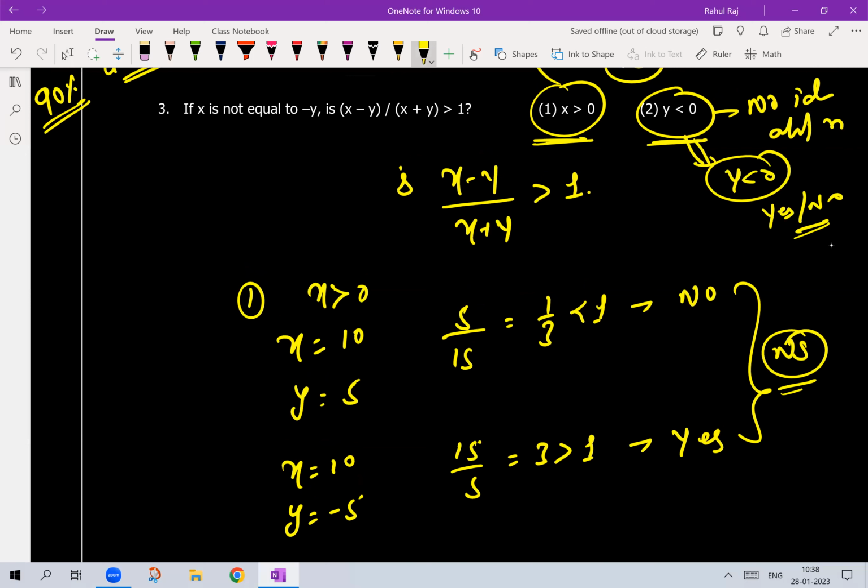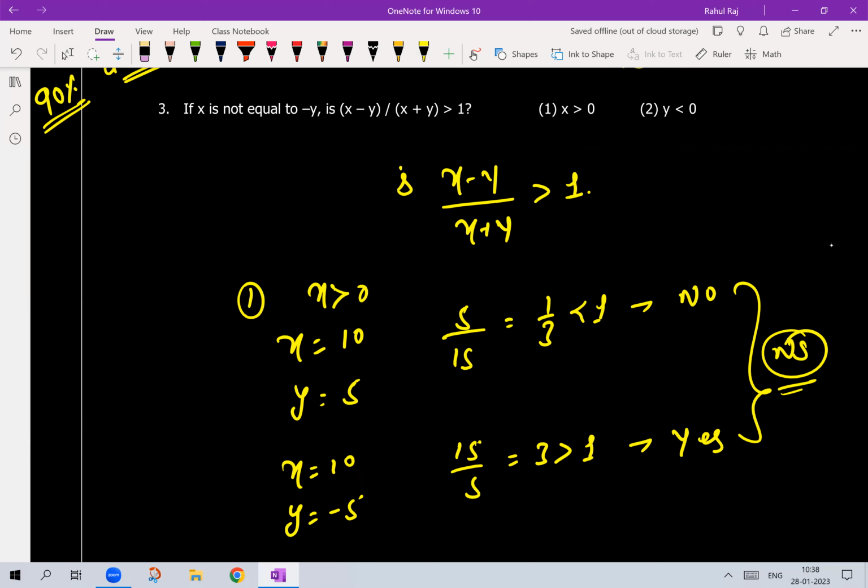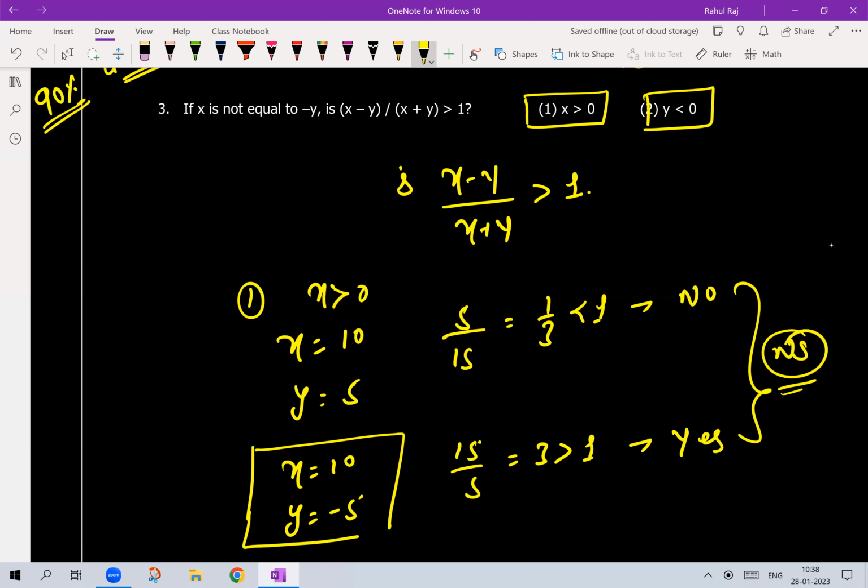Now imagine this, you do it in your homework. Imagine now we are trying to combine it. Simple logic. On the combination part, I know that x is greater than 0 and y is less than 0. I can take one situation as this: x is greater than 0, y is less than 0. I have a yes situation. Now you have to give me a no situation.